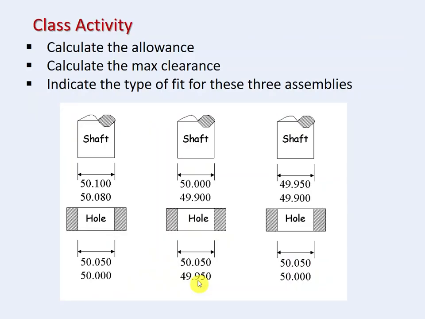Now, guys, this is a class activity. The first thing, we have to calculate the allowance for each. Calculate the maximum clearance, then indicate the type of fit for these three assemblies. All right, guys, you can do it. Now, guys, listen. Take this one, the left one.